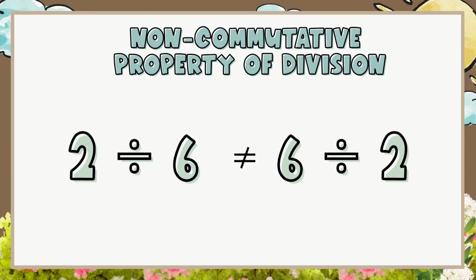And this is a fact because we know that there is non-commutative property when it comes to division. In division, we cannot move the numbers around and get the same answer. This is different from addition and multiplication, where you can move the numbers and still get the same product or sum. In division and subtraction, we cannot move the numbers around because that ultimately will change our quotient or our difference.